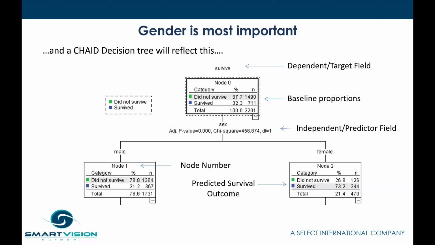And you can see it immediately takes the 2,201 passengers, where there's an overall survival. This is our baseline. This is called our dependent target field, the survivability. 32% survive. It splits it into males and females, and we get 1,700 males over on this side of the tree and 344 females over on this side of the tree. And it highlights whichever is the larger group, just puts a little gray symbol around it. So here it says 78% of men did not survive, 73% of females survived. It says this is the most important factor because it's got the smallest p-value using a chi-square test again.